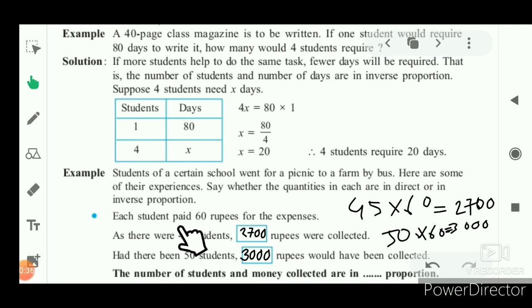So if each student pays 60 rupees for the expenses, then if there were 45 students, obviously 45 students will pay 45 into 60, that is 2700 rupees collected. If there had been 50 students, 50 into 60, that is 3000 rupees collected. So as the number of students increases, the amount also increases. It means that the number of students and the amount are in direct proportion.